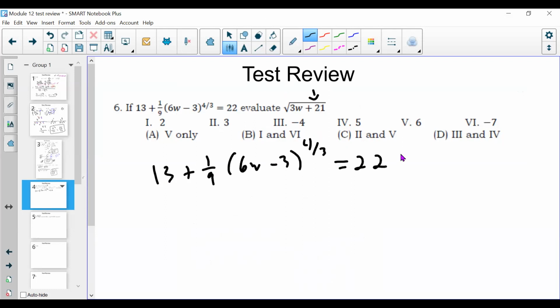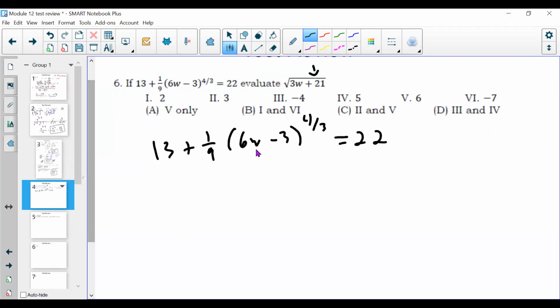Look at the previous question for a second after you're done with number 6 and get a screenshot. Yeah, so once I'm done with this problem, I'll go back to the previous problem so you can take a screenshot. All right. So I'm going to solve this for W.